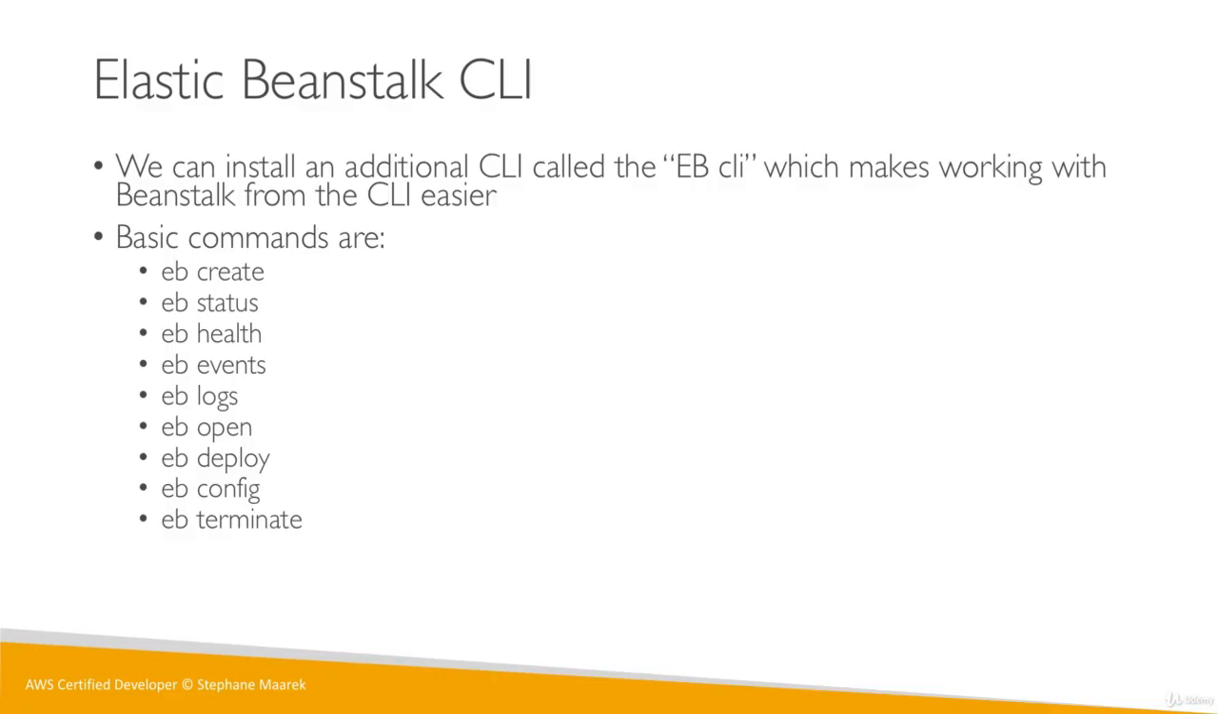So why would you even use the Elastic Beanstalk CLI in the first place? Well, it's very helpful when you want to automate your deployments using automated deployment pipelines, and we'll see those in the next section when we do CI/CD. So something to know about the EB CLI is that it starts with the command line eb.